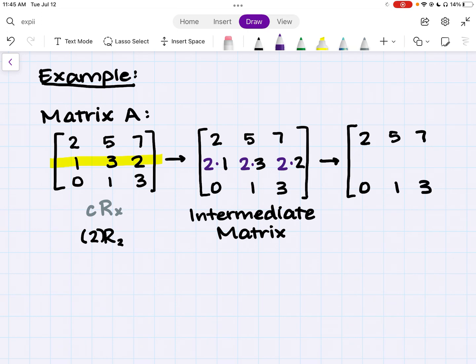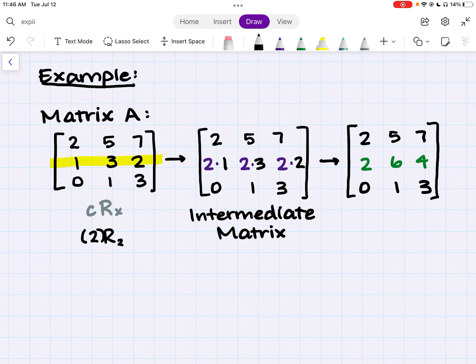In row 2, I'm going to write in, let's say, green. We know 2 times 1 is 2. We know 2 times 3 is 6. And we know 2 times 2 is 4. And so that is our new row 2. And we can use this technique for any matrix. We can use it for any constant. If you want to multiply really any row, you can totally do that.